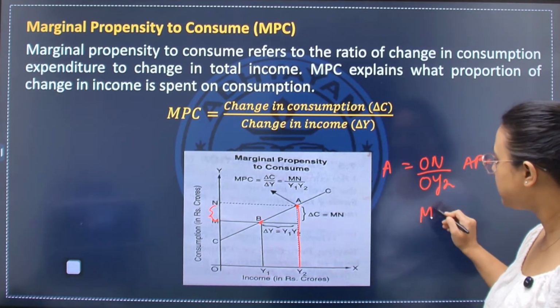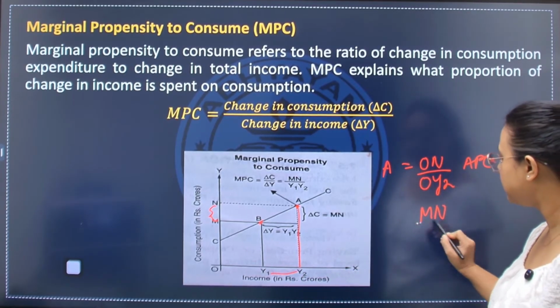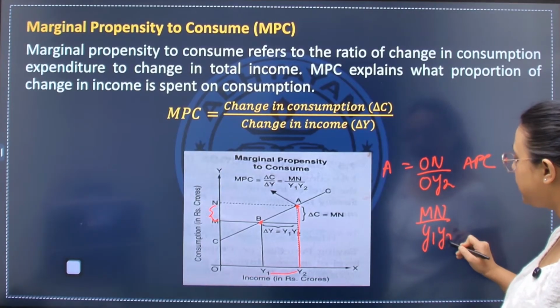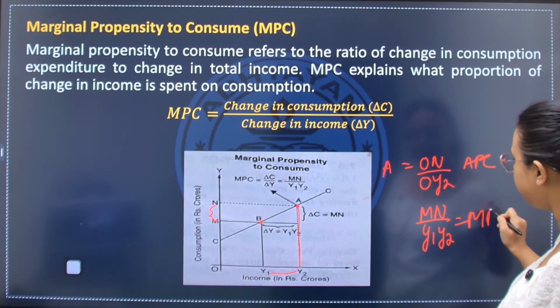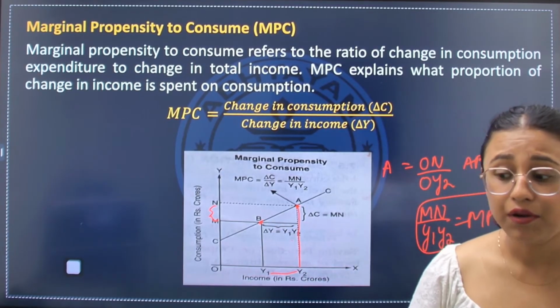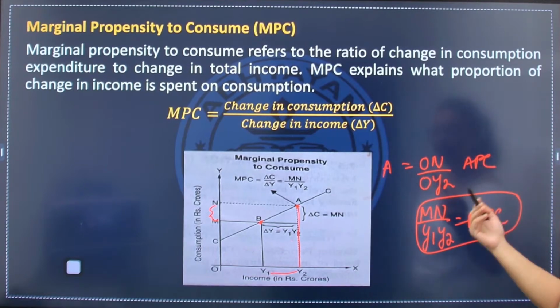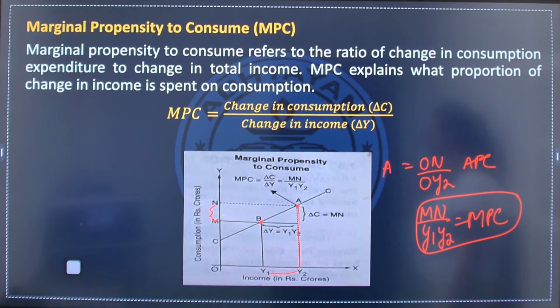Right? Amar change in income hoise, Mn aru income kiman khini change hoise, Y1 Y2. So this is MPC at point B. I hope you are clear with this. So at point B, MPC will be Mn by Y1 Y2.